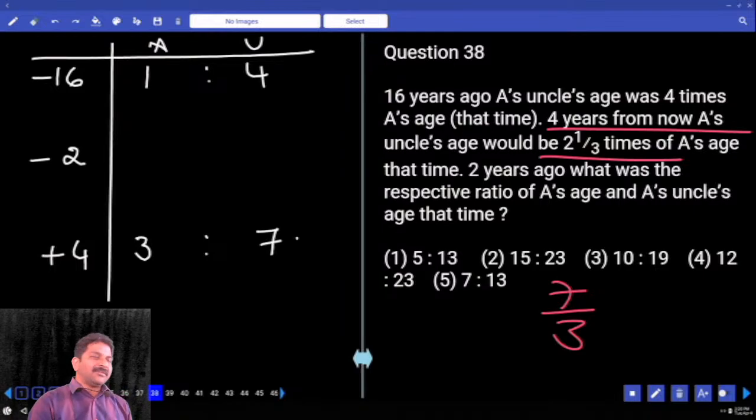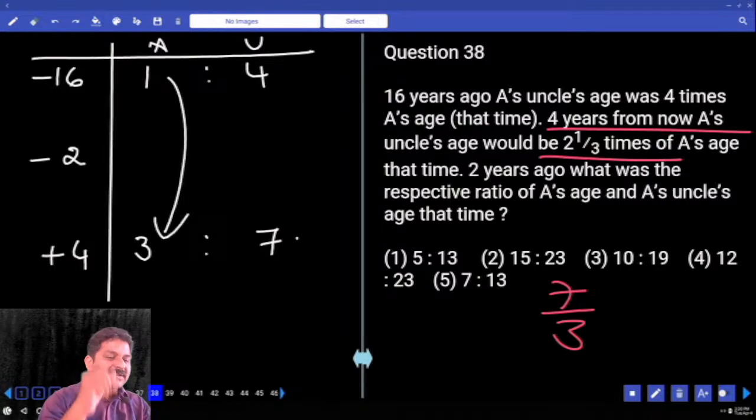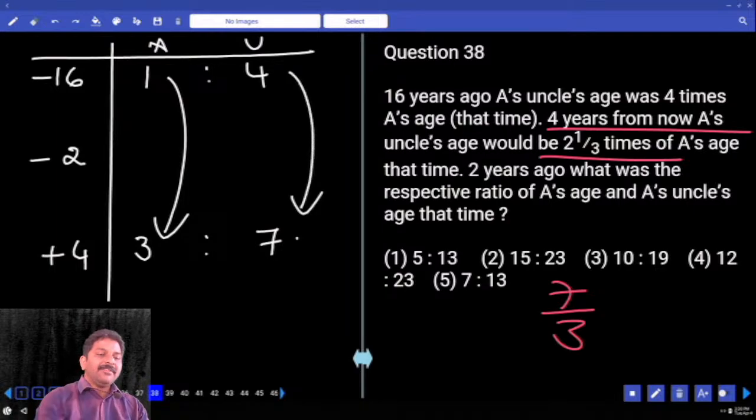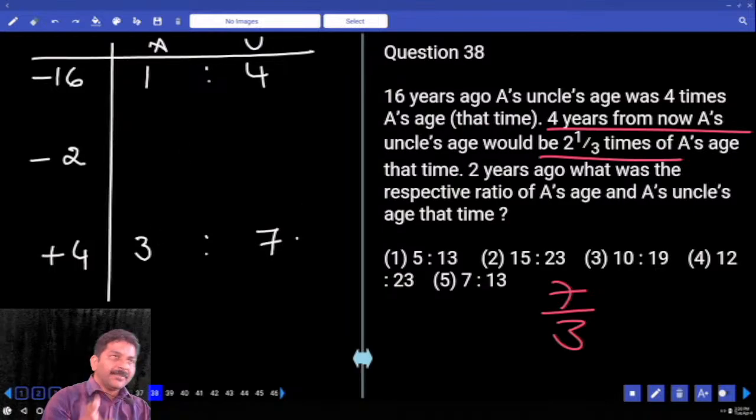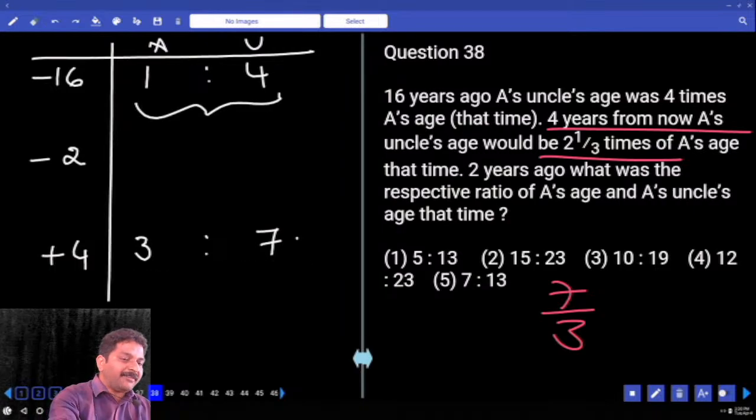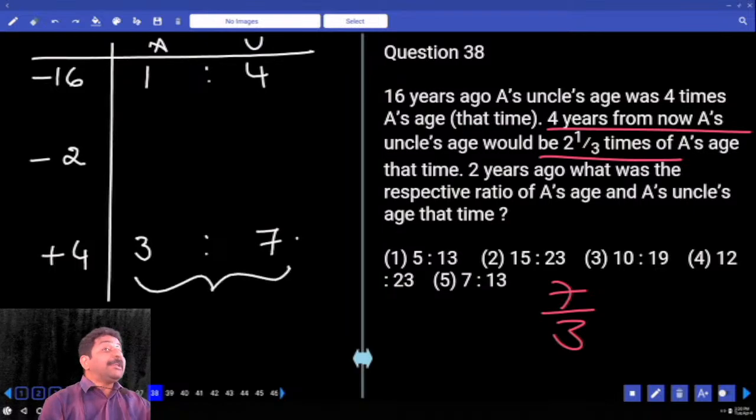Now can you tell me what was the difference between minus 16 to plus 4? Minus 16 to 0 present, present to after 4. Total 20 years gap we have. In terms of number of parts, for A, how many parts difference we have? And for uncle? If they are not equal, you know how to make it equal? Difference, cross multiplication. What is difference here? So second ratio must be multiplied with 3. Must be multiplied with 3. What is second ratio difference? First one should be multiplied with.